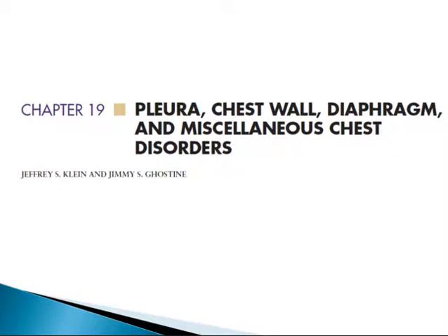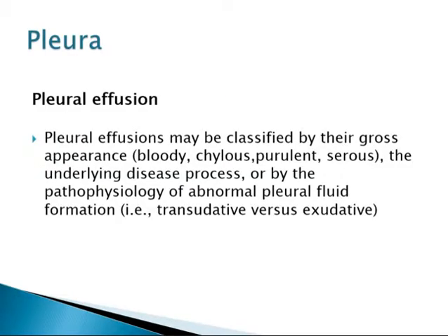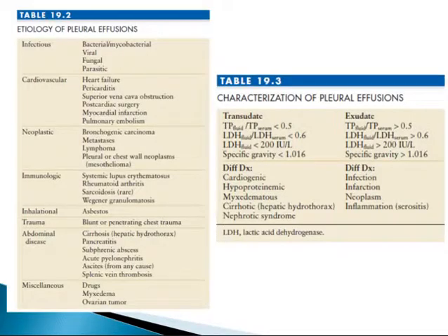Now we will discuss just a small part of chapter 19 about the pleura. Pleural effusion. Pleural effusions may be classified by their gross appearance, bloody, chylous, purulent, or serous, or by underlying disease process, or by the pathophysiology of the abnormal fluid, whether exudate or transudate. There are multiple causes of pleural effusion: infectious, cardiovascular, neoplastic, immunological, inhalation, and trauma. Some of them will be discussed in this chapter.